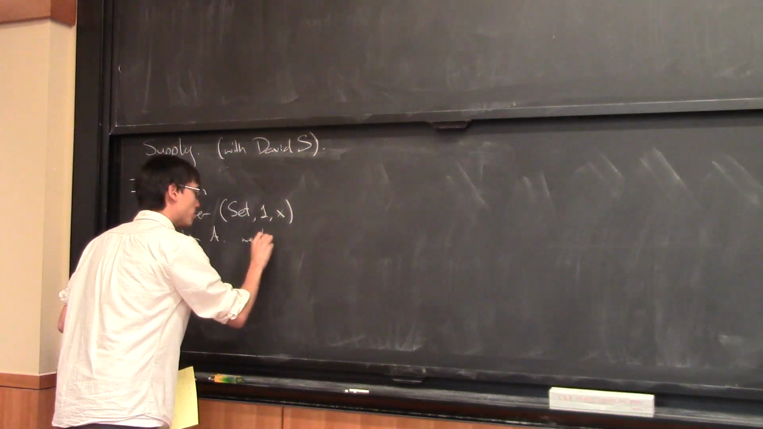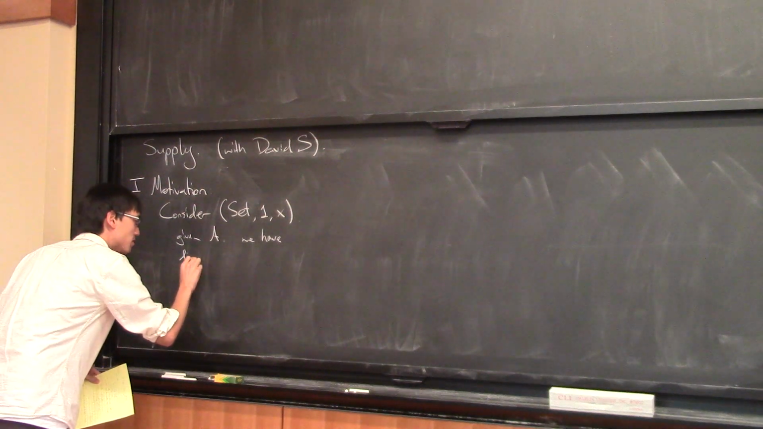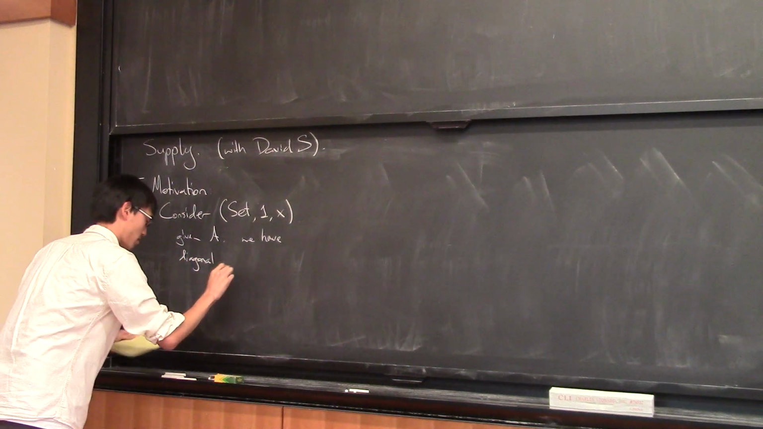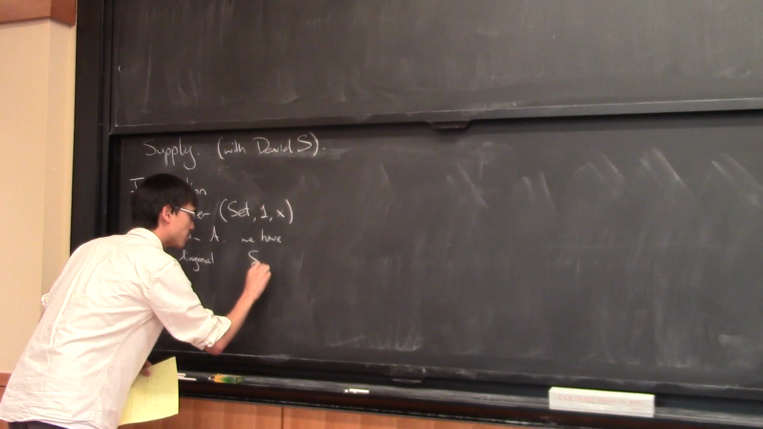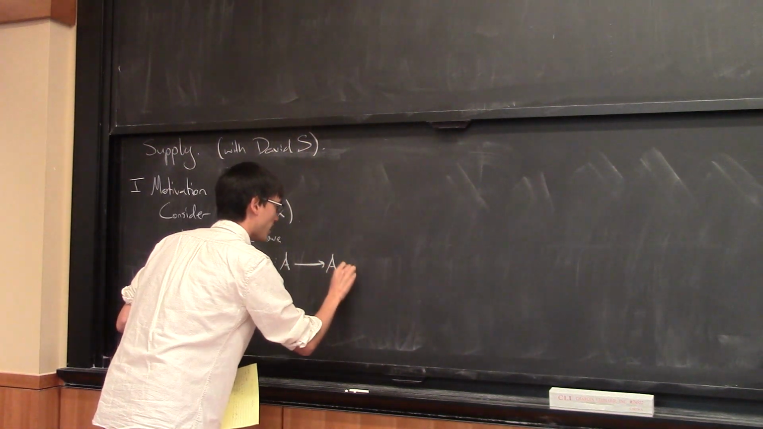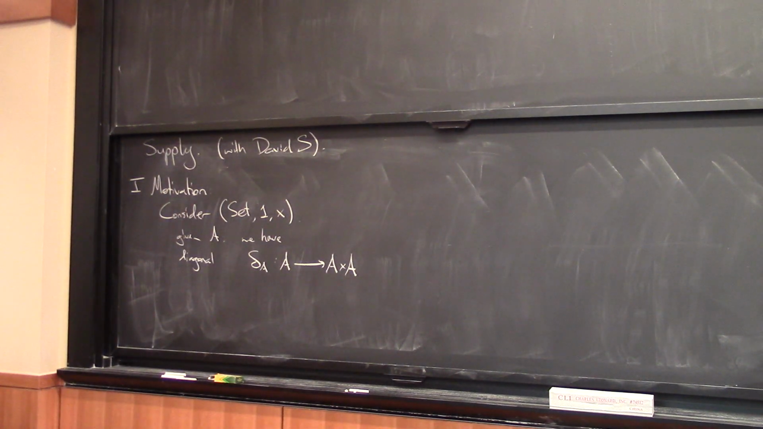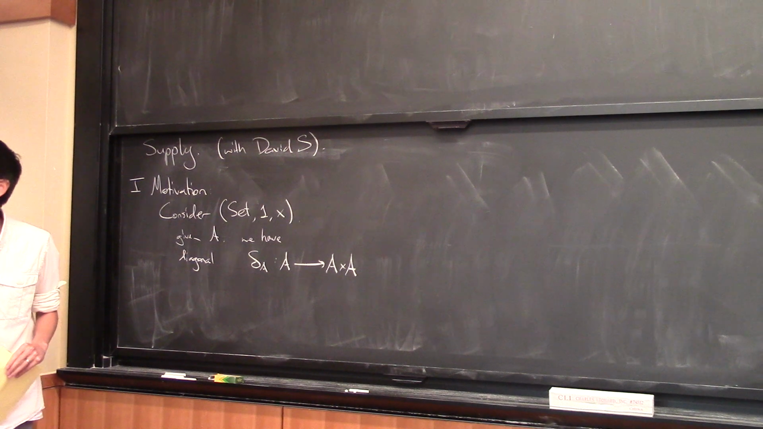Because we have products, we have a diagonal map, delta A. This is a map from A to A times A, and what does it do? You give me an element, and I give you back it twice.